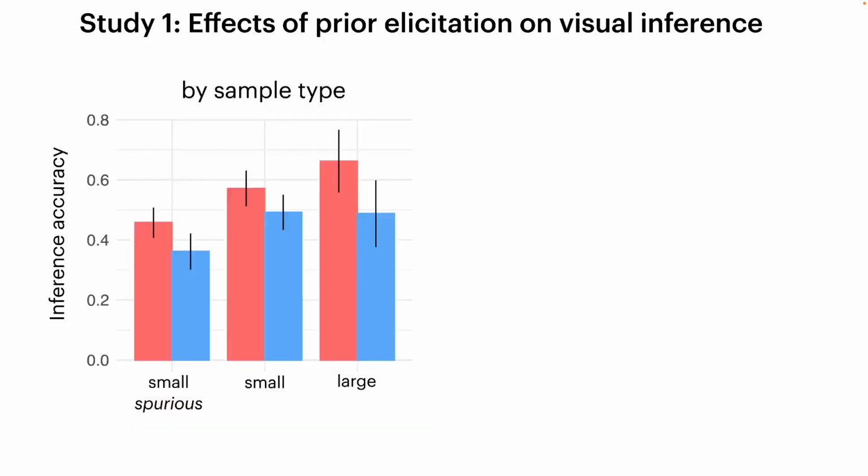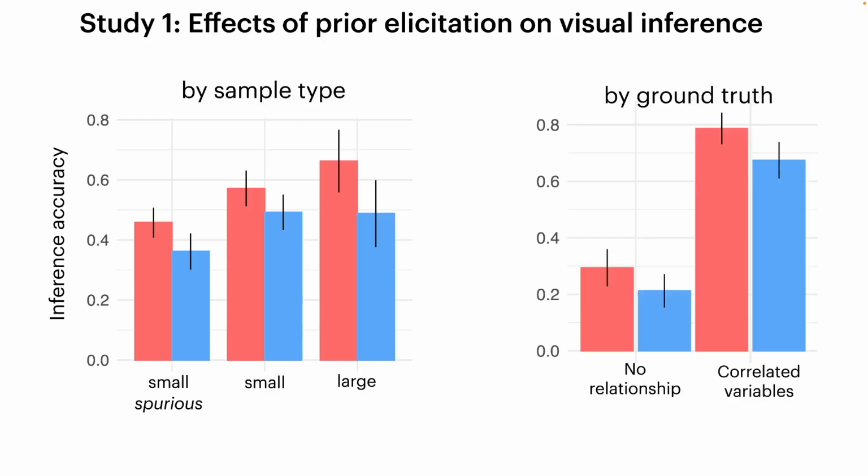Now, breaking down the results by sample type, we do see that inference accuracy is affected by whether the sample is small or large or small and spurious. And consistently throughout all of these sample configurations, we do see a better inference rate for the intervention group, here in red. And looking at the results by the type of ground truth, again, which is to say whether there is a correlation or not in reality, we also see better inference for the intervention across the two model types.